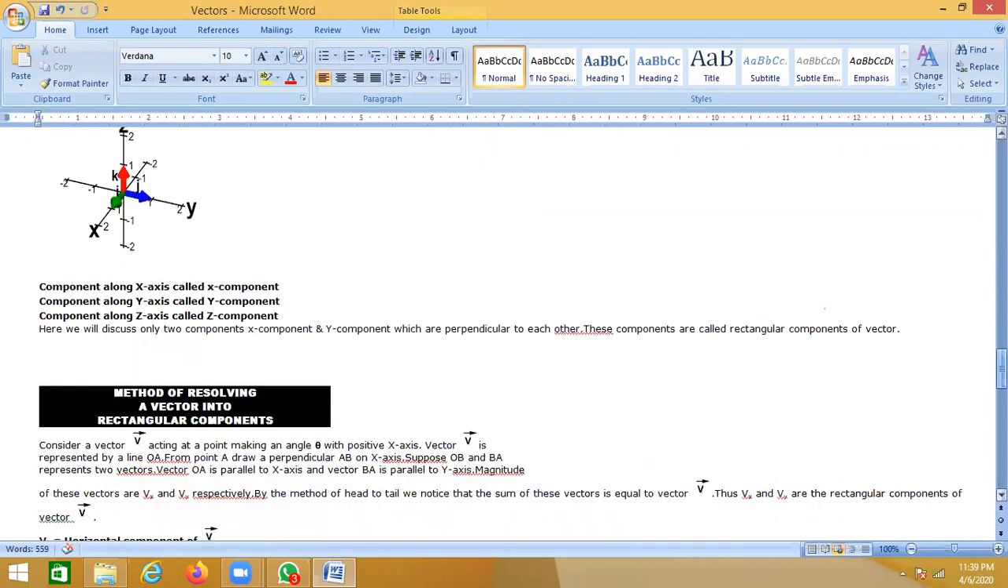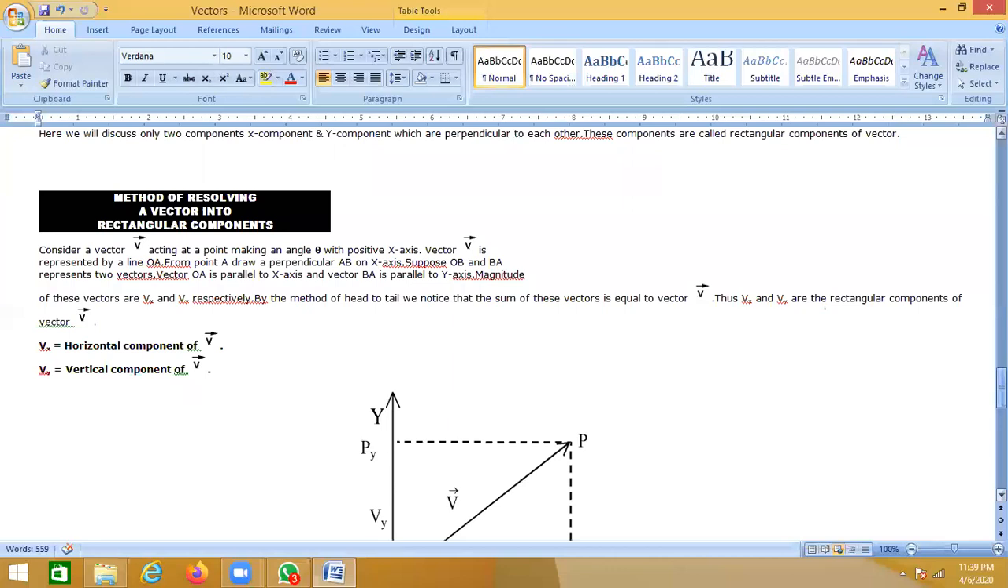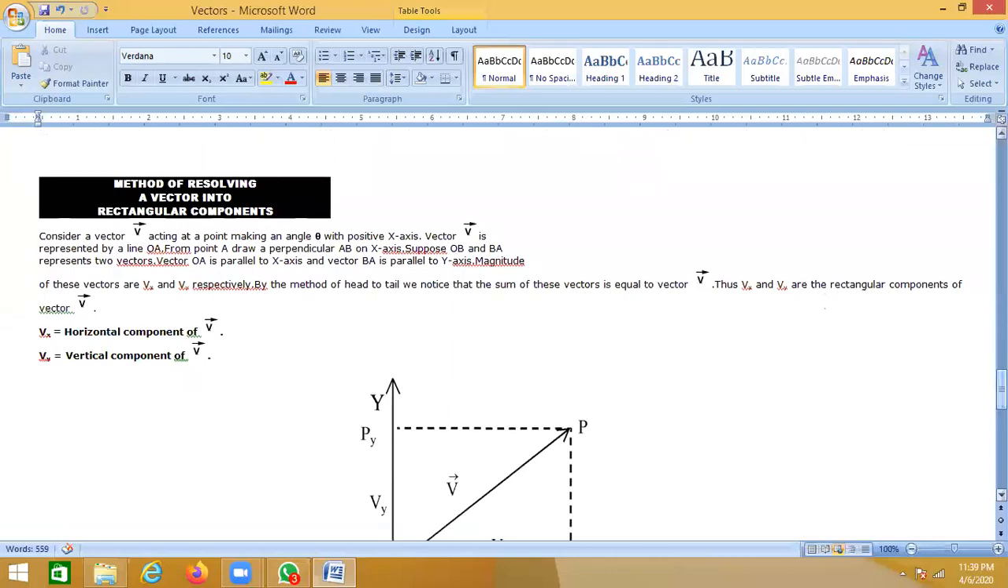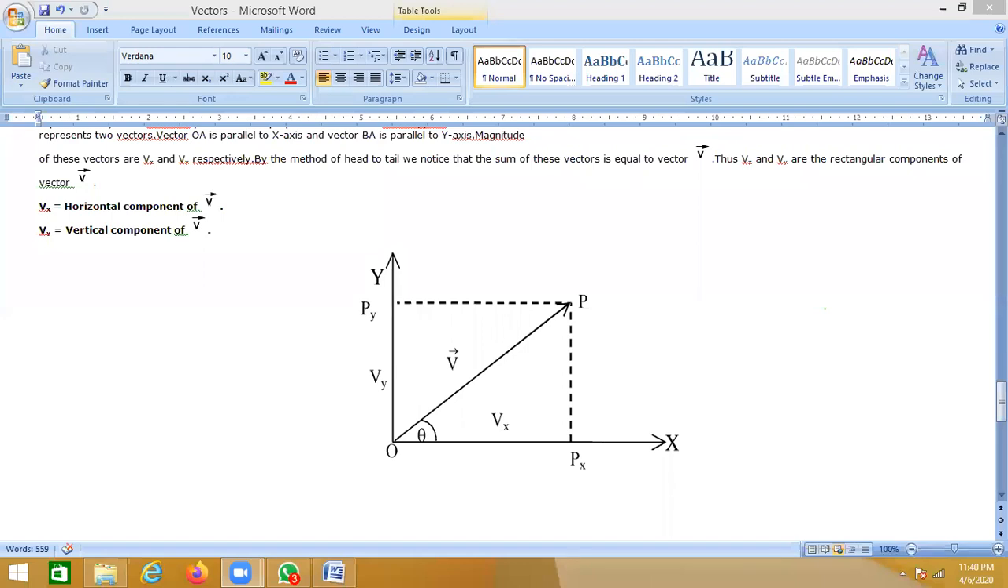So now basically we have come to the main part which we have to cover from this particular chapter, and this will be coming in the exam: the method of resolving a vector into its rectangular components, right? So now here what we are going to do is resolve a vector into its two or more components, right?